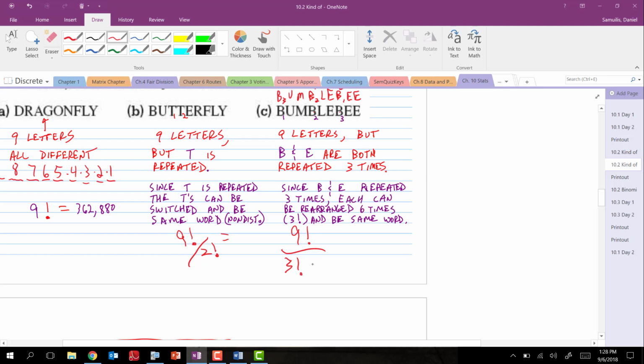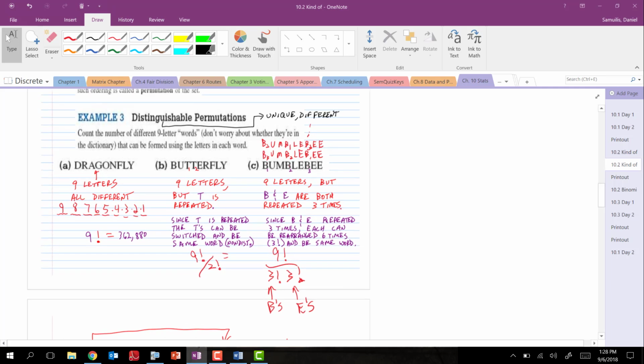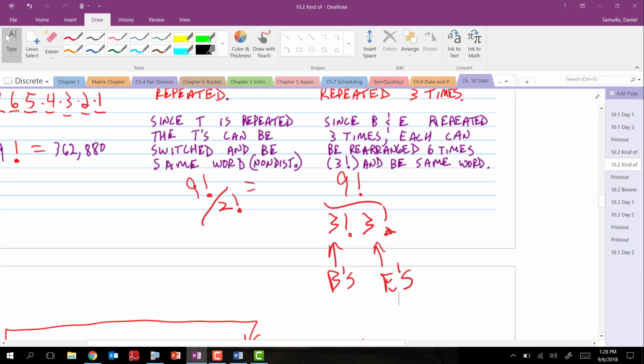3 factorial. There is 3 factorial ways of rearranging the B's and getting the same word. And there's 3 factorial ways of switching the E's and getting the same word. So it's not distinguishable. Therefore, we need to divide it out to figure out what words are distinguishable or different. Did they use the word distinguishable? No, there we go. Distinguishable permutations. And then you can calculate that, making sure you put both 3 factorials on the bottom.